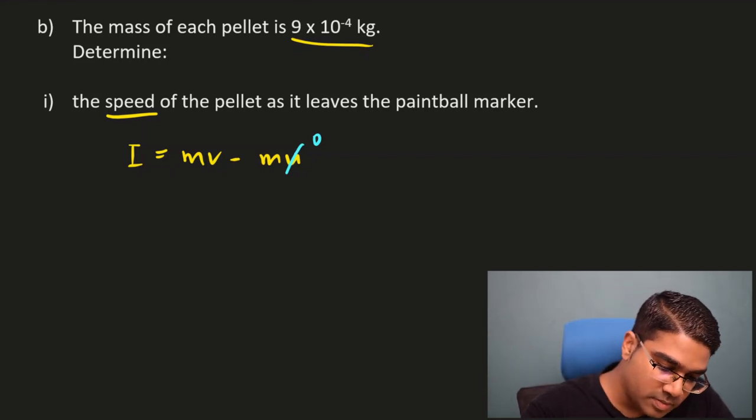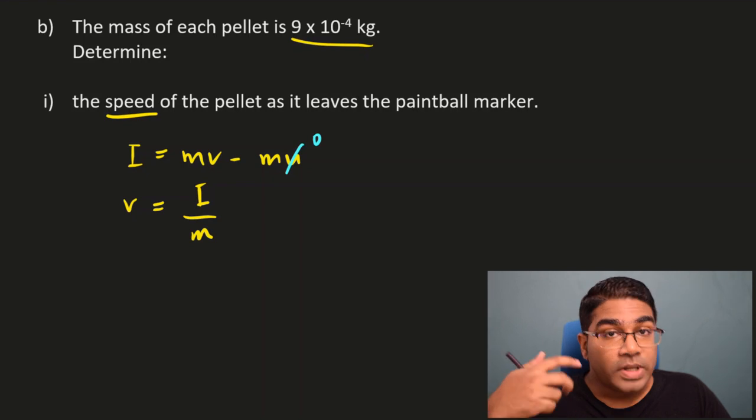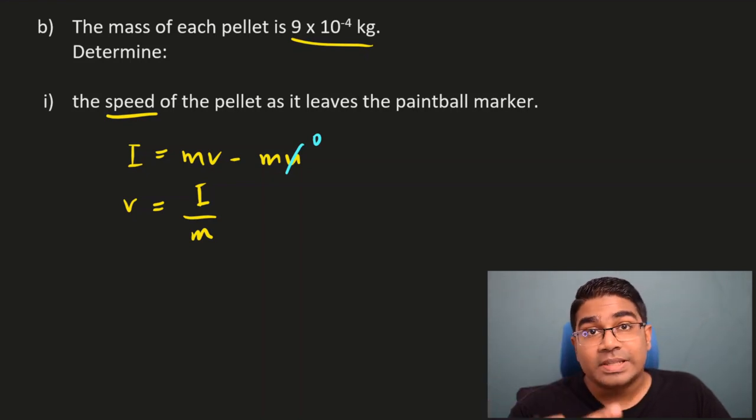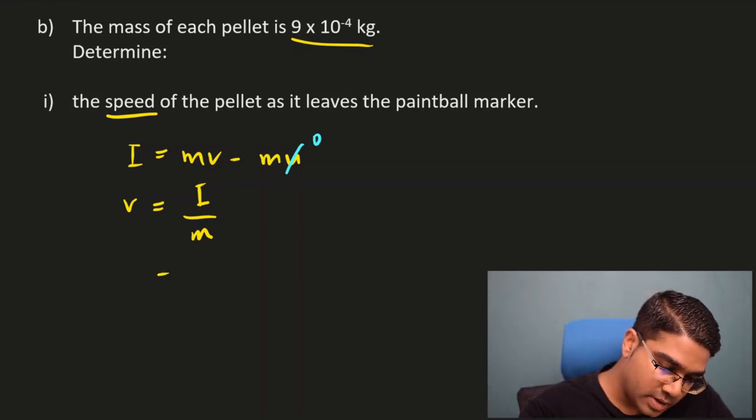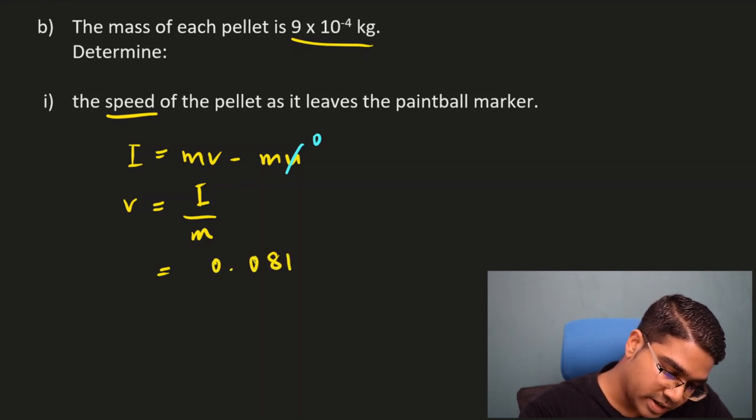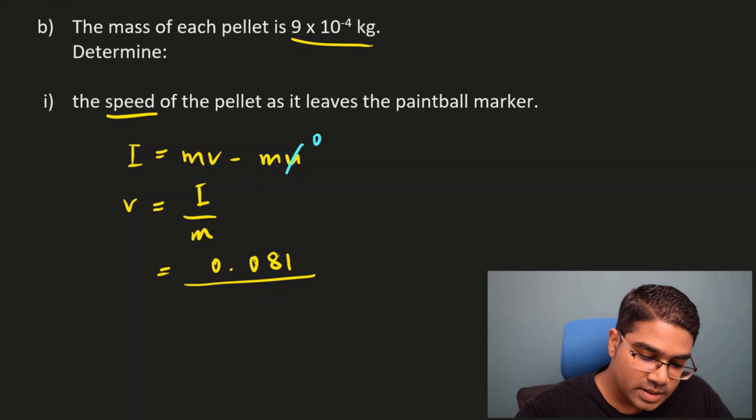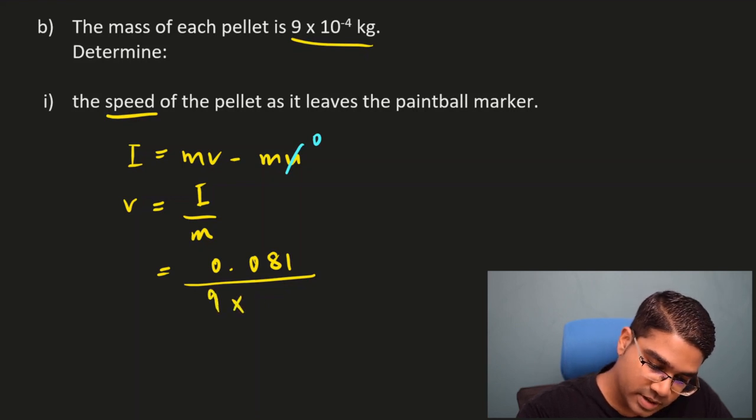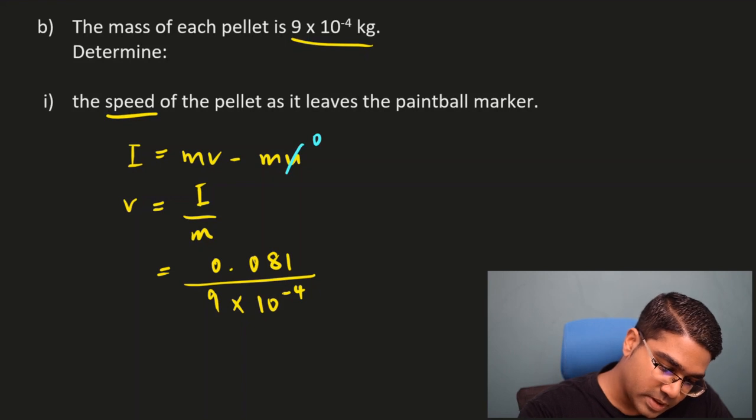And since we want v, we make v the subject of the equation. v will be equal to I divided by m. So we do have these two values already provided to us in the question. So all we have to do is substitute inside. So I is 0.081 newton seconds over the mass here, which is 9 times 10 to the power minus 4 kilograms. This is all given to us in the question.